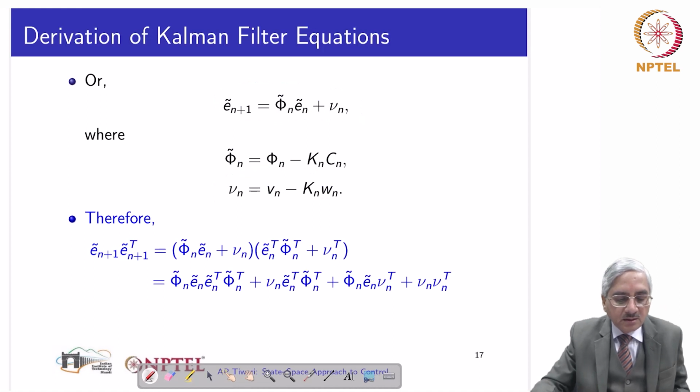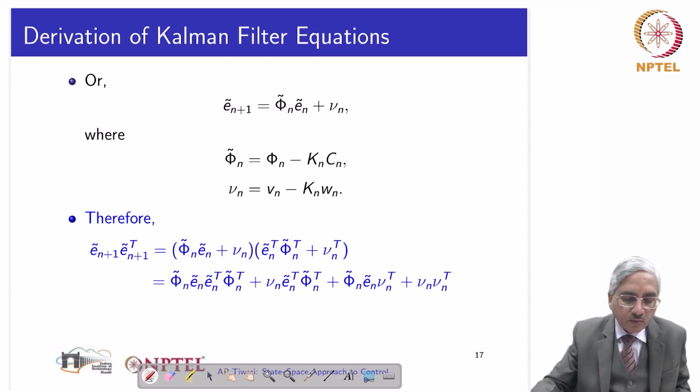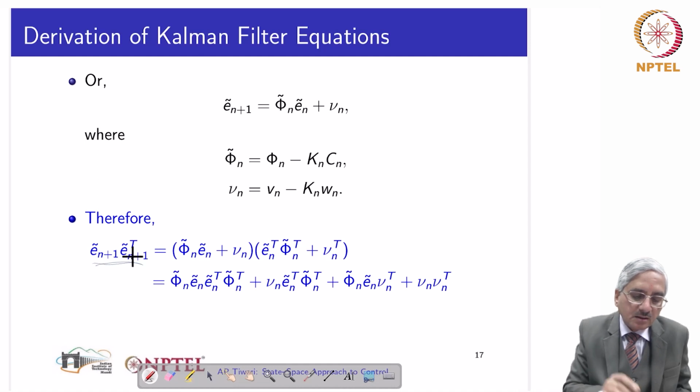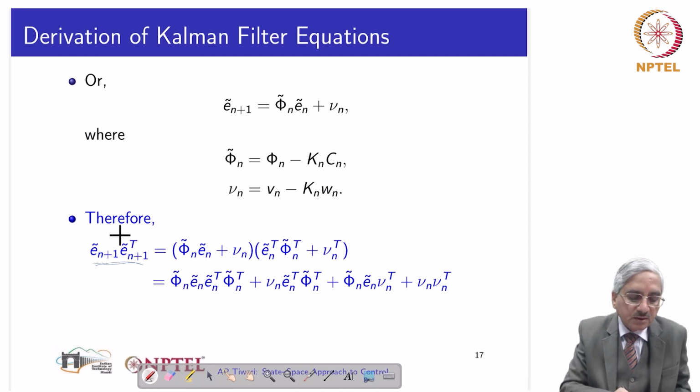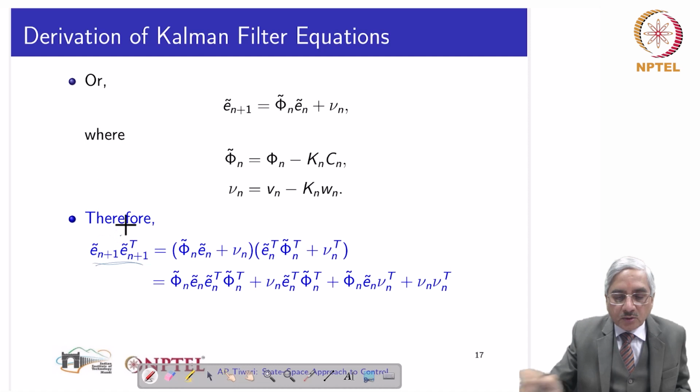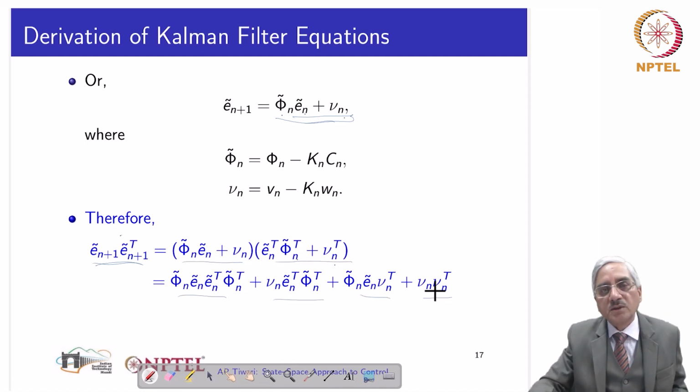Proceeding further, now we try to find its covariance. So for that we have to first find this product, En plus 1 multiplying En plus 1 transpose, both tilde of course. So that will be given by this into its transpose, and its transpose is En transpose, phi n transpose and nu n transpose, and then we open the brackets, we get 4 terms, these 4 terms.